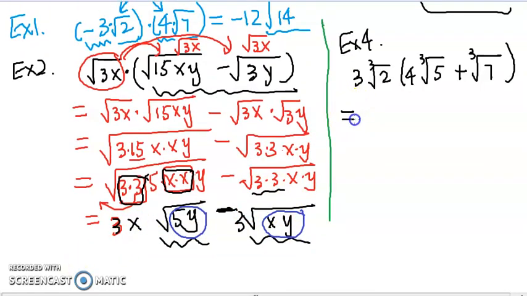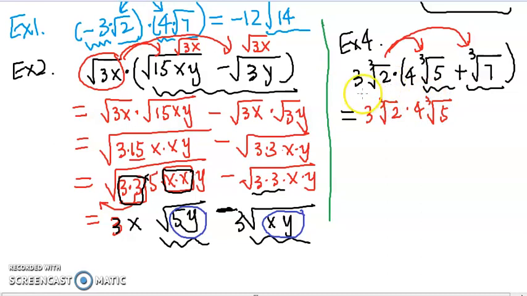In the next example, we're going to look at what if we have a cube root. So the way we do it is still going to be the same. So first of all, these 2 cube roots, they don't match. We cannot add them because they're not like terms. But multiplication, we can distribute that to both of them. So we're going to have 3 cube root of 2 times 4 cube root of 5 multiplying these 2. And then distribute it to the second one, plus 3 cube root of 2 times cube root of 7.